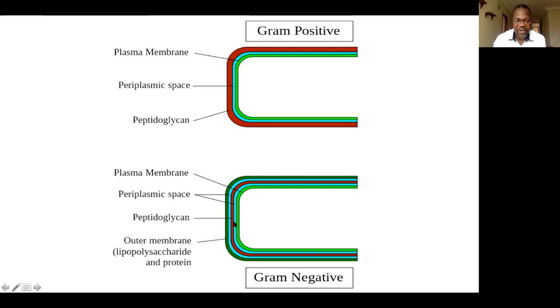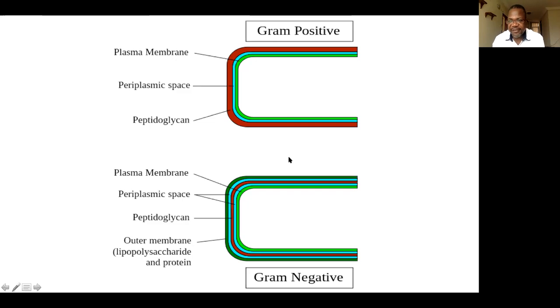After the plasma membrane, you have a periplasmic space. Then in gram-positive, you have a very thick peptidoglycan layer. But in gram-negative, you have a very thin peptidoglycan layer. Thin here, thick here. And this thick peptidoglycan layer helps gram-positive bacteria survive environmental conditions in the hospital setting.